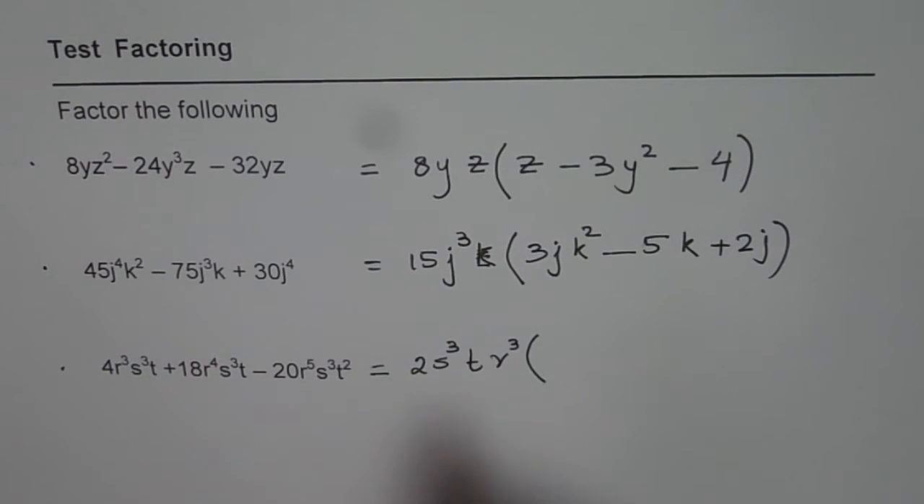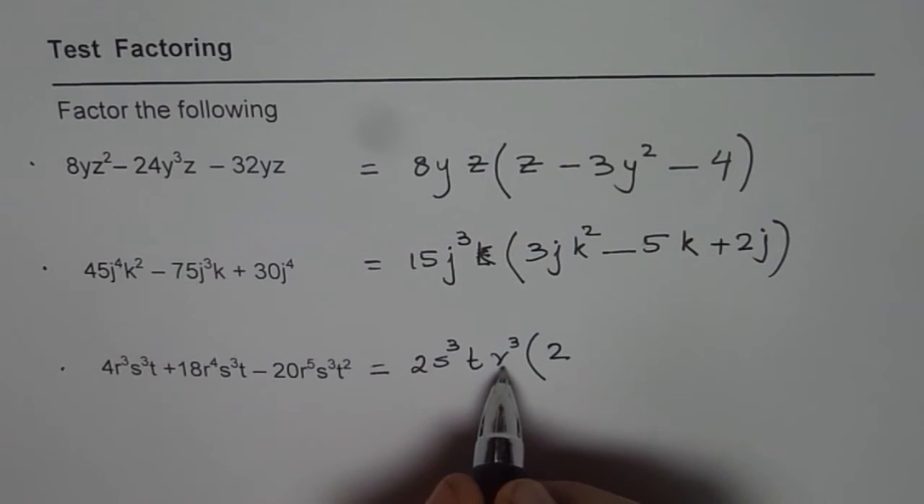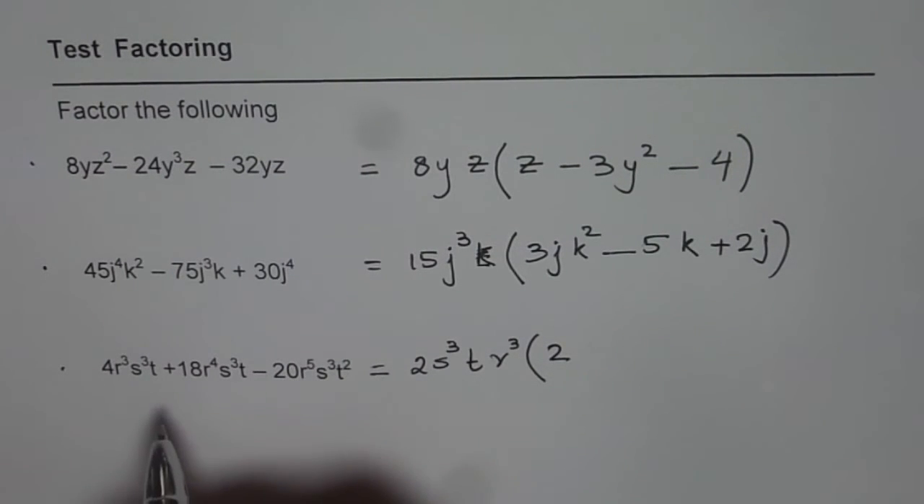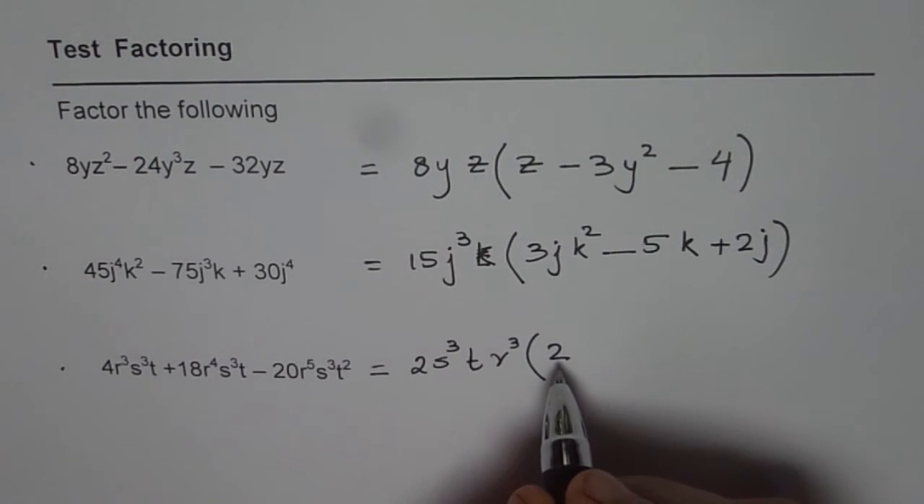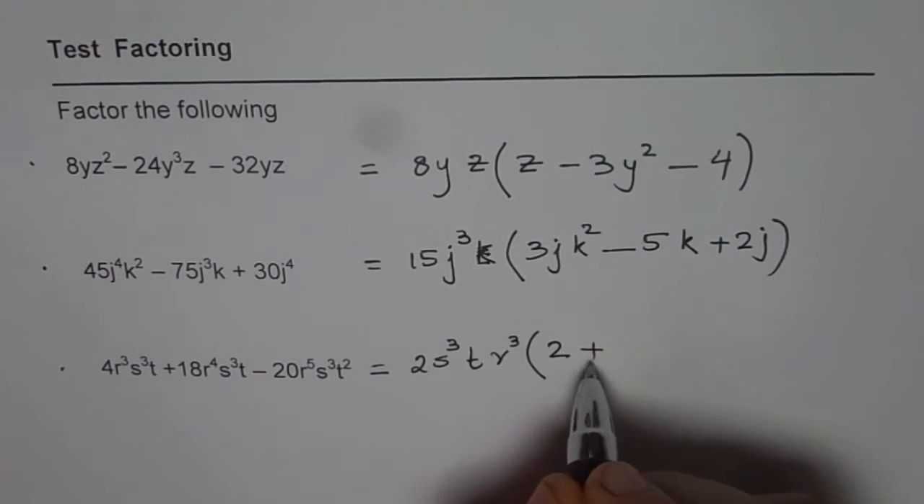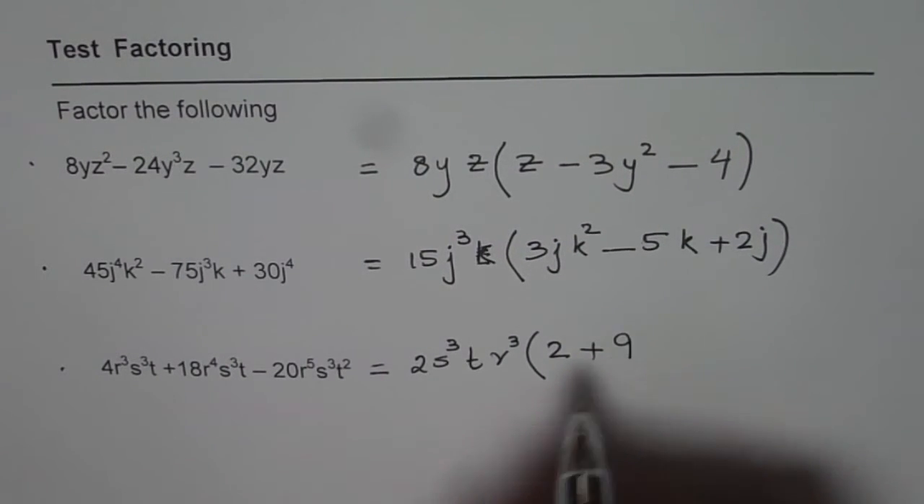Now let's look into them one by one. So 4 divided by 2 is 2. r cube is already there. s cube is already there. And t is also there. So we have just a constant 2 in this case. Plus 18 divided by 2 is 9.